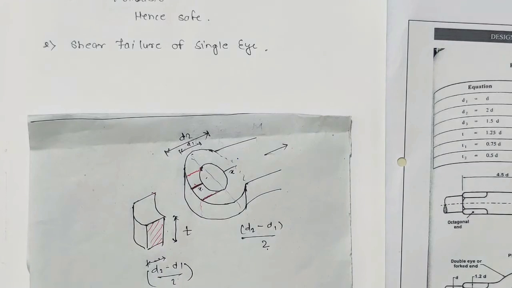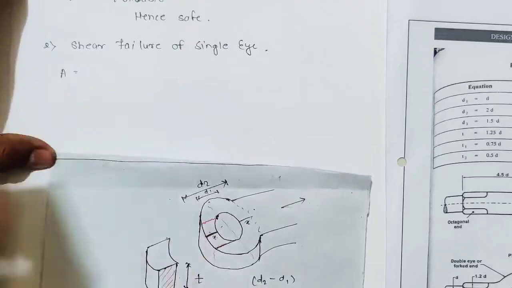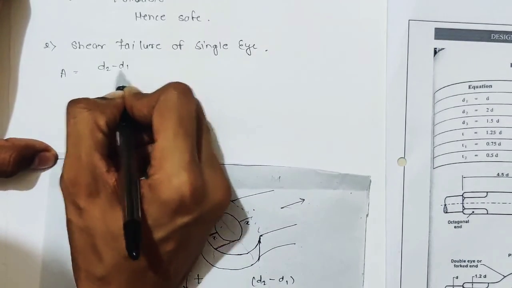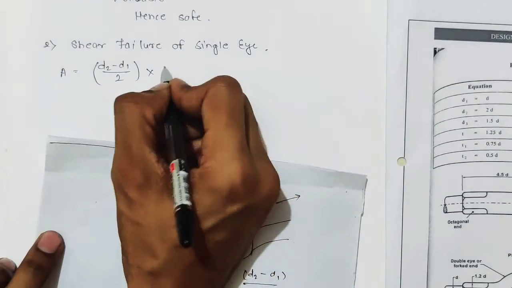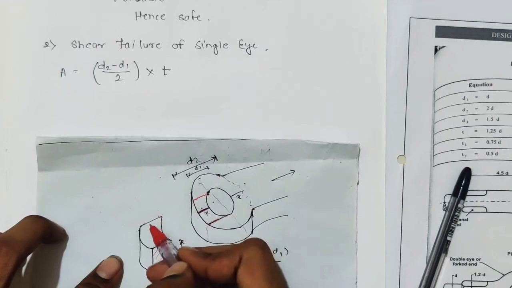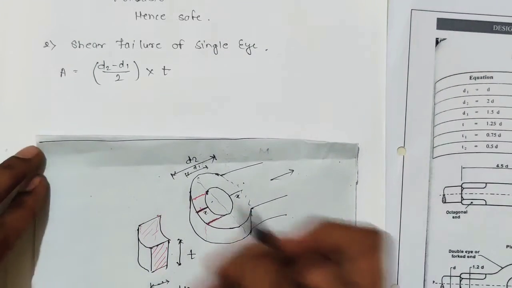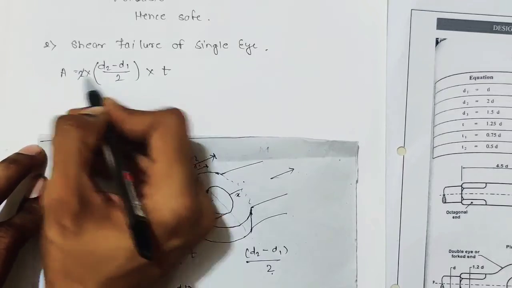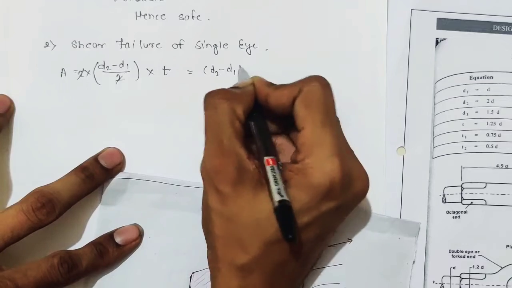Okay. So what will be the area? So the failure area is D2 minus D1 by 2 into this thickness T. But we have two areas, like this area and this area. This area is also a failure area. So into 2. So this 2 and 2 are gone. So the failure area is nothing but D2 minus D1 into T.